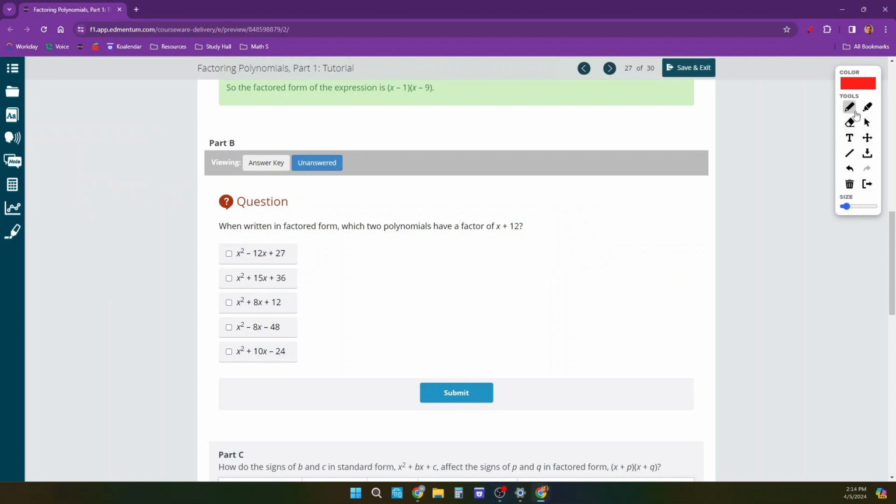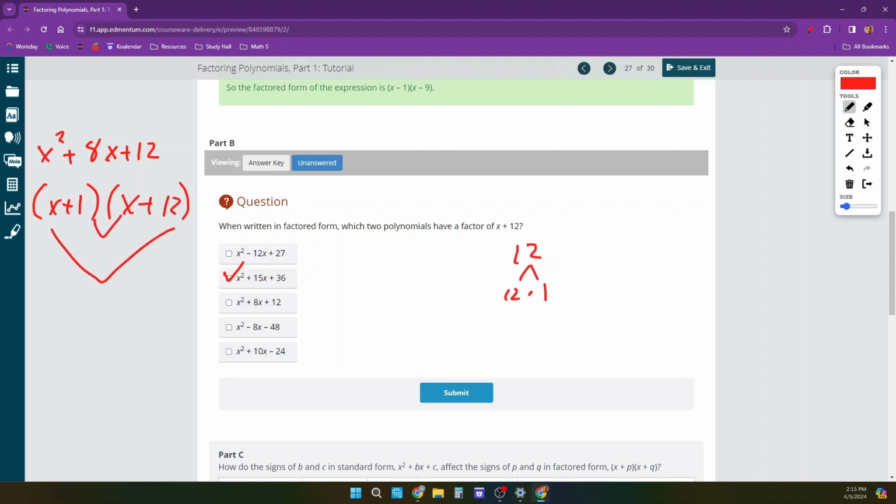So we have 1, yes. Let's go and try this one. So now we have x squared plus 8x plus 12. So 12 is definitely a factor of 12, that being 12 times 1. Now we just need to see if it works for our quadratic. So that being plus 1 plus 12, that gives us 13x, which is not our desired middle number.